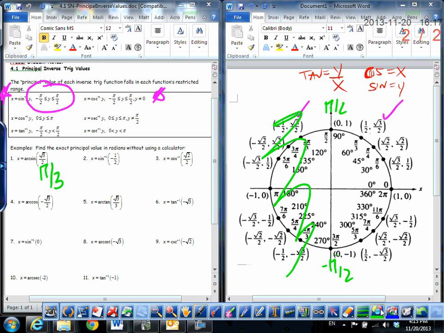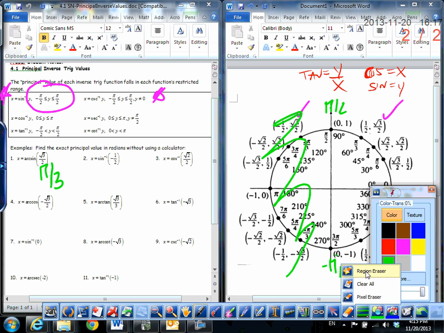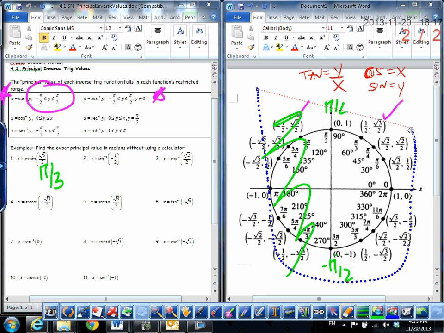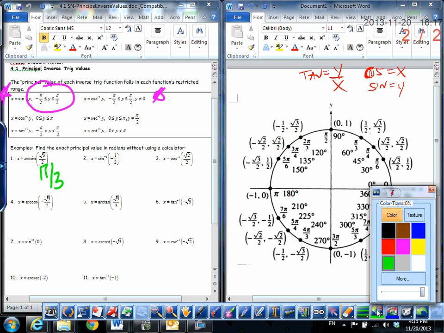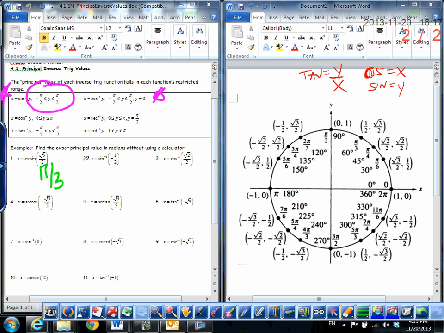For my second one, I'm going to clear my right-hand side here. It got a little messy. So when is sine -1/2? It's a y value, and we have a y value there and a y value there. Sine, once again, is only between negative pi over 2 and positive pi over 2, so it means it's got to be this point.